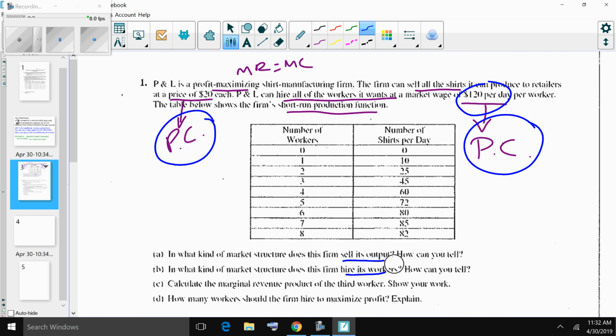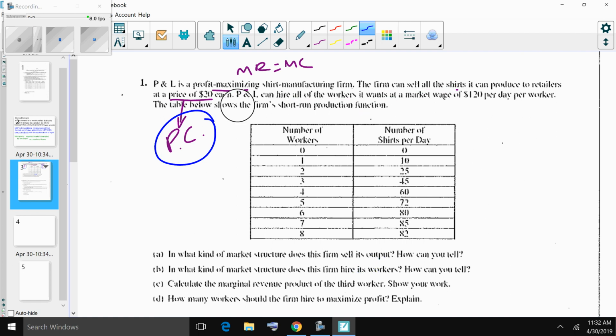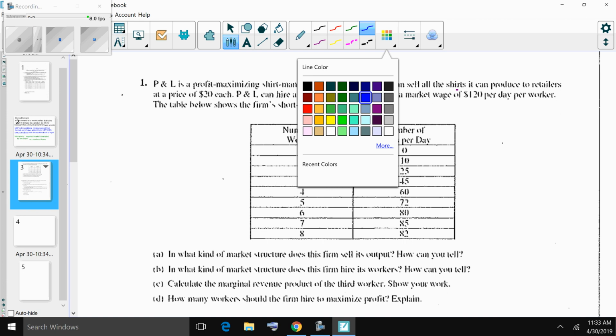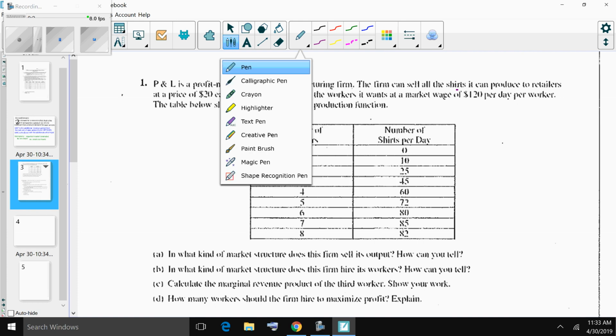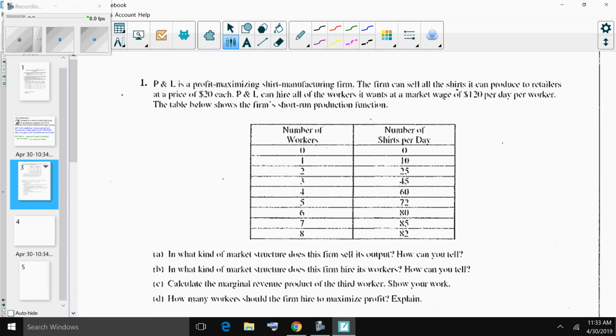So now we have to calculate our MRP. In order to do this, we are going to need to add some columns to this table, and then we'll show our work to answer the question. So I'm going to pick a color. I'm going to go orange because it makes me happy.